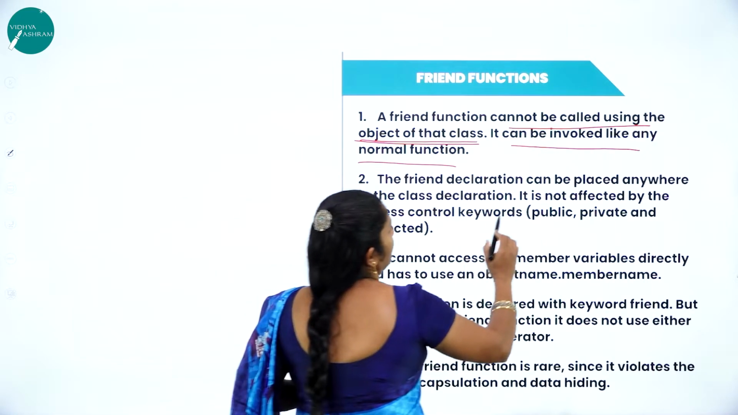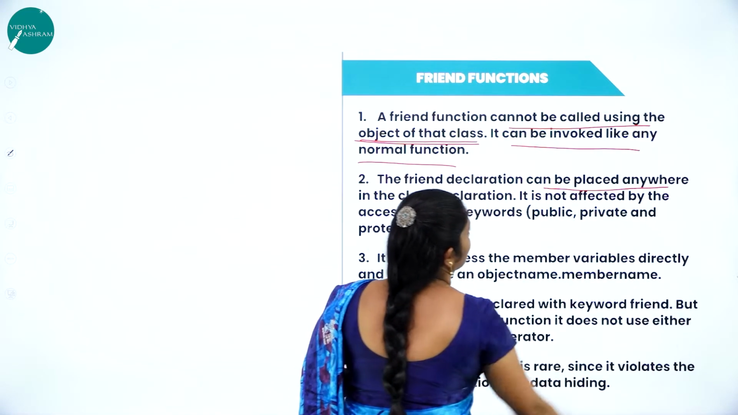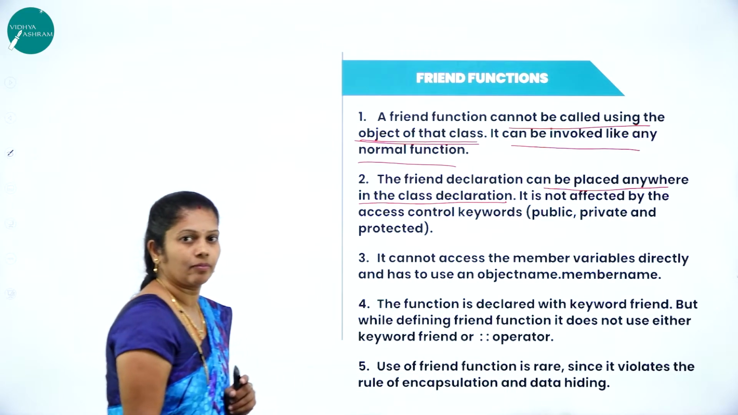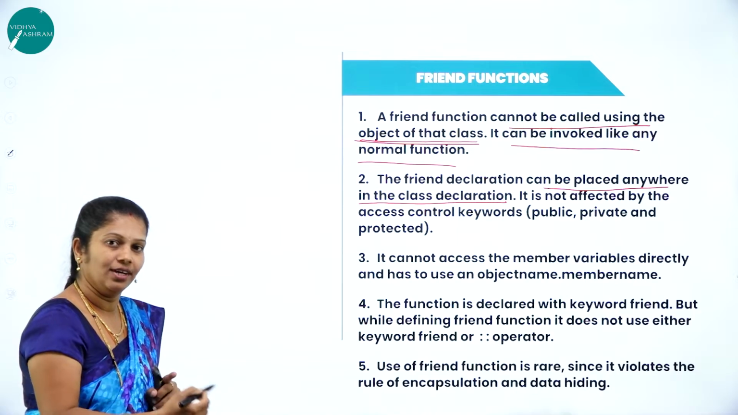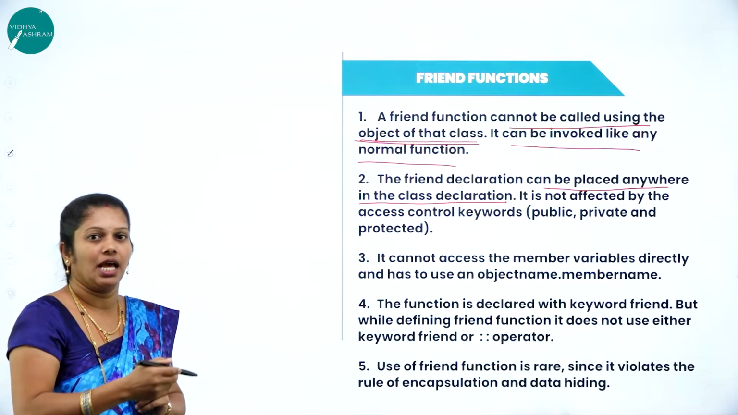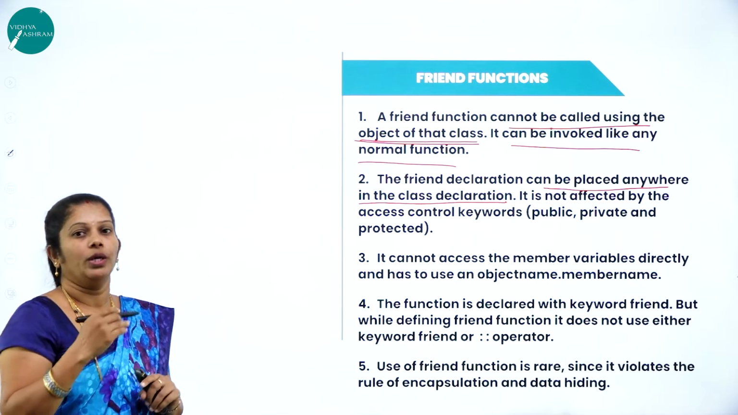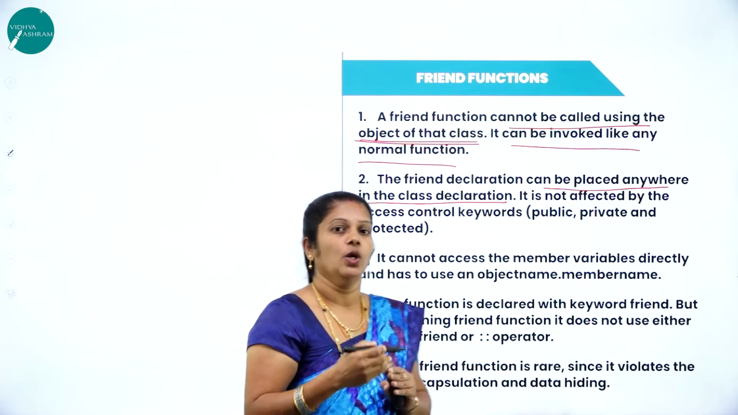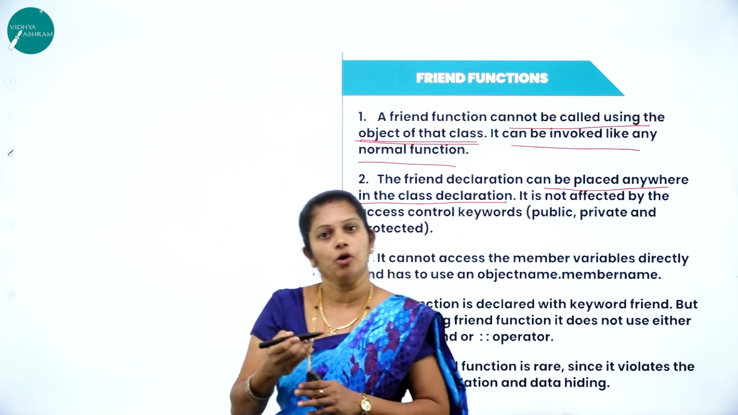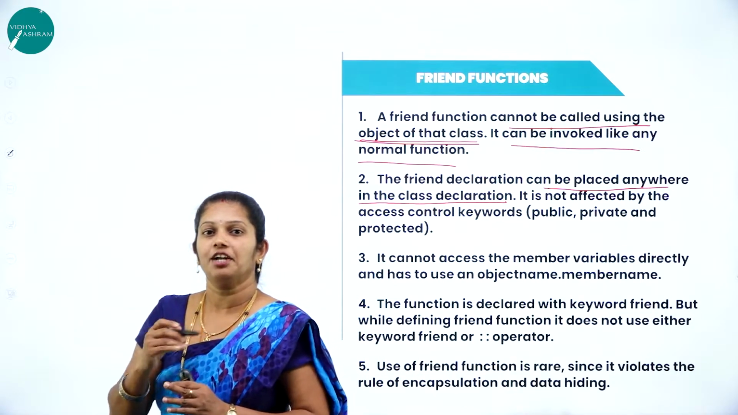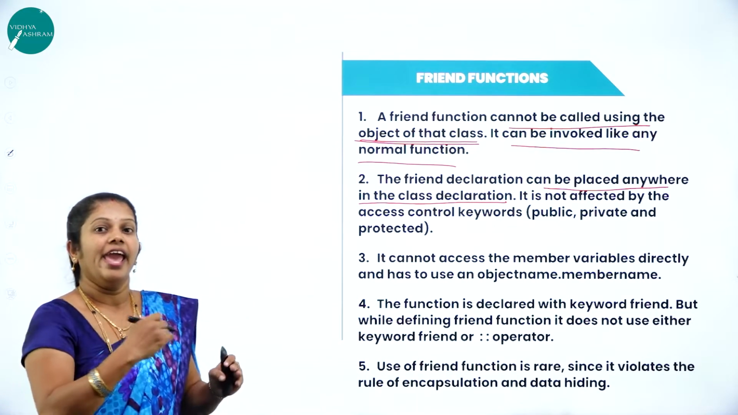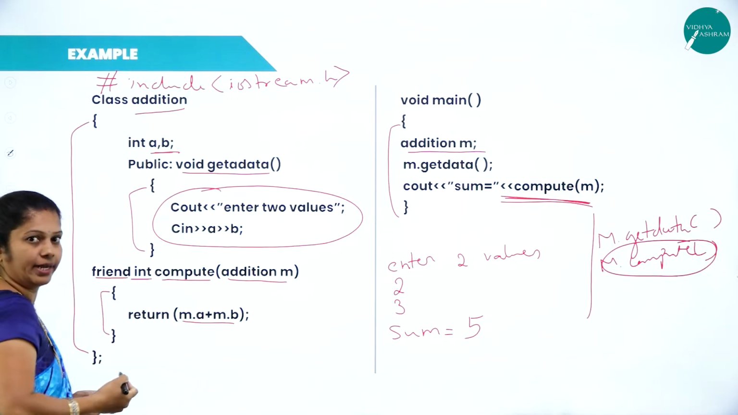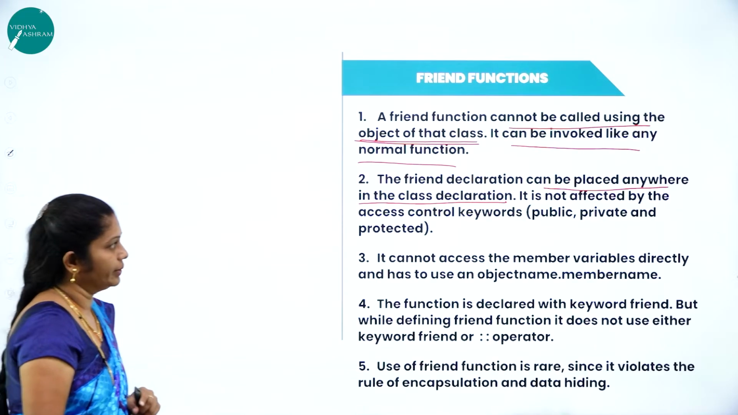The friend function declaration can be placed anywhere in the class declaration. If I want, anywhere in the class I can write it, whether or not it depends on which access specifier we are using, whether it is private, public or protected. It is not affected by any access specifier. Anywhere in the program we can declare it. If you observe here, if I want, I can declare it outside also.